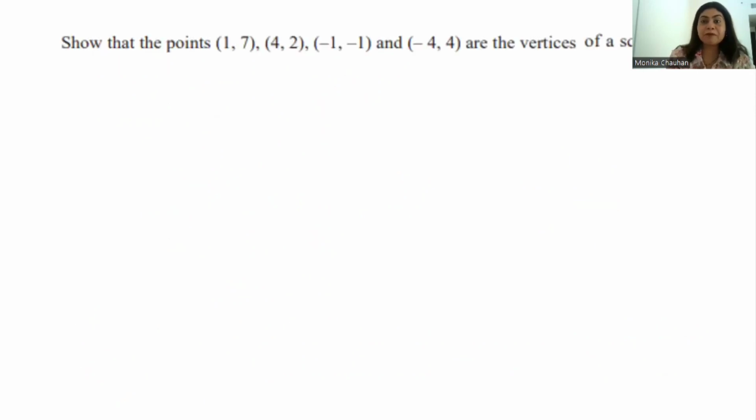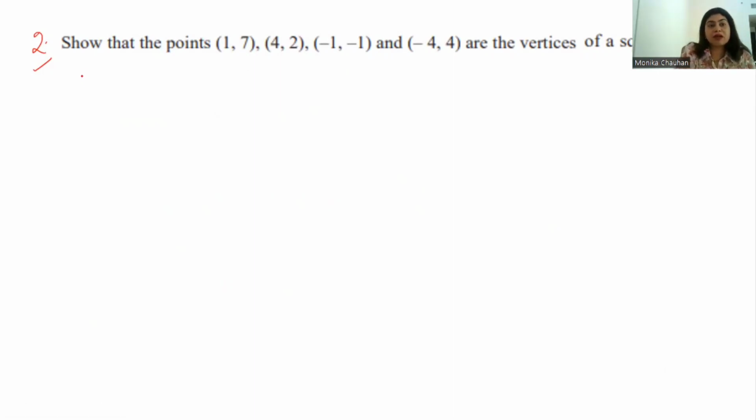Okay, let's see ahead. Now you have another example where you have to show that these are the vertices of a square. Now, in a square, what is important? What is important in a square?